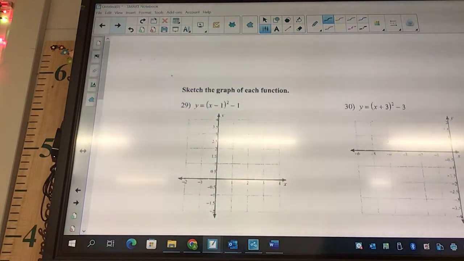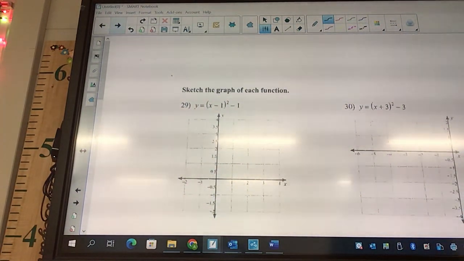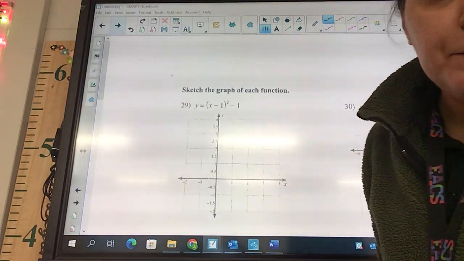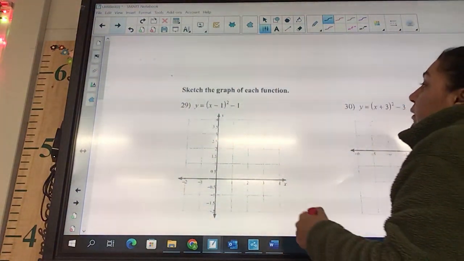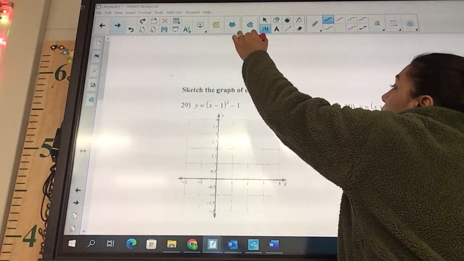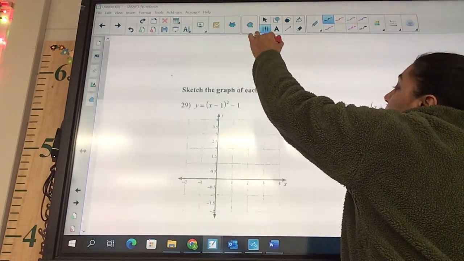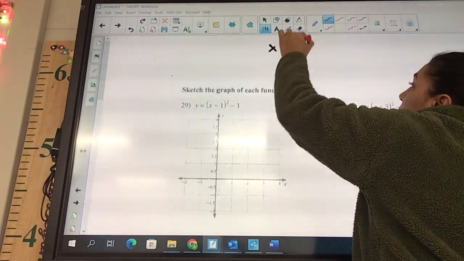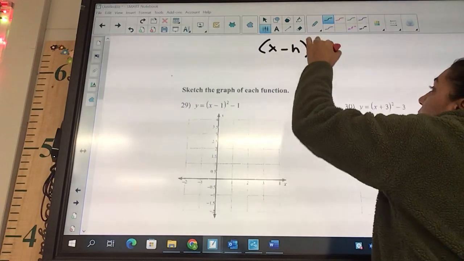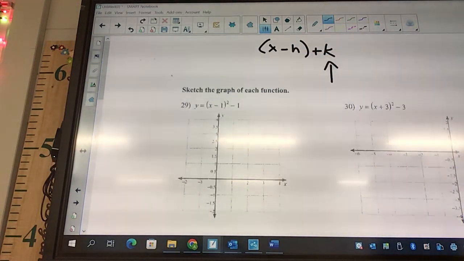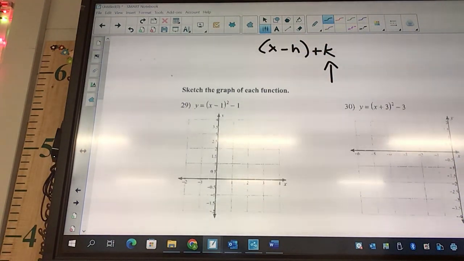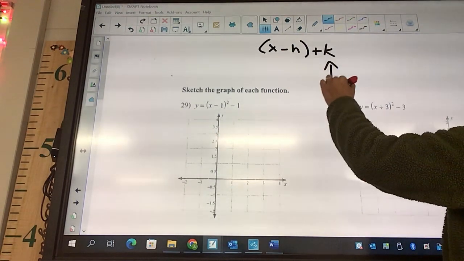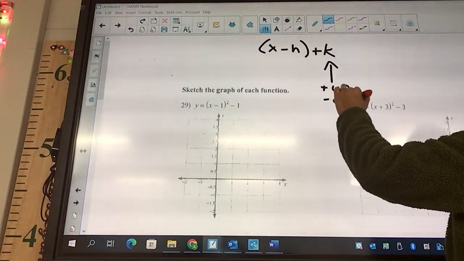Okay, the last two sections on here are about graphing, okay? Unfortunately for this one, I got to write some notes because there's no way for you to do it without the notes. So, we got y equals absolute value of x minus h plus k, okay? What does the k do? Anybody remember? If it's on the outside, what does it do? Okay, if it's a plus, it's going to go up. If it's a minus, it's going to go down.